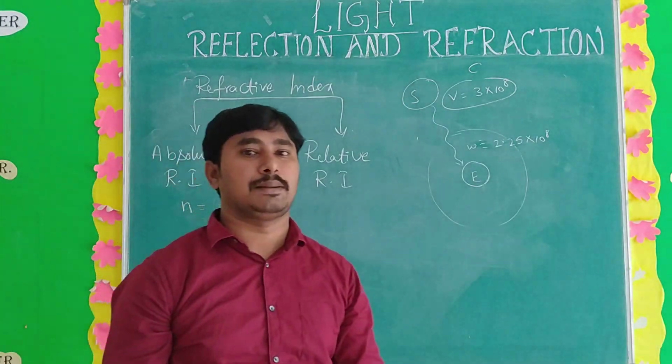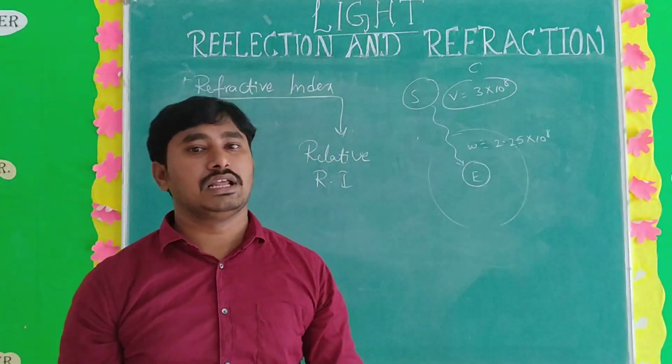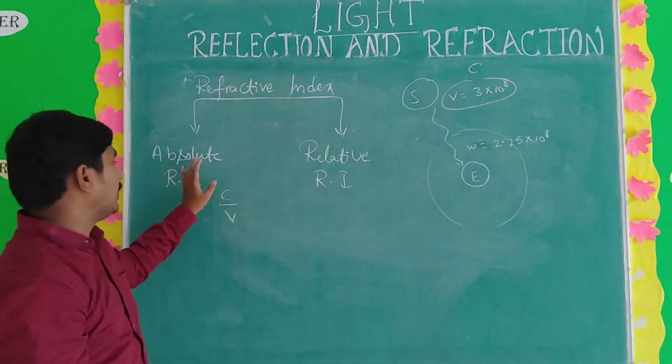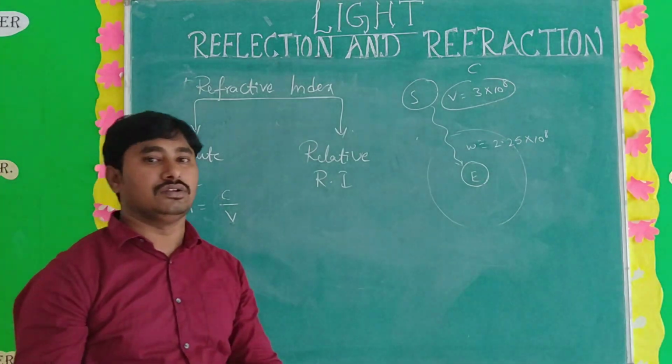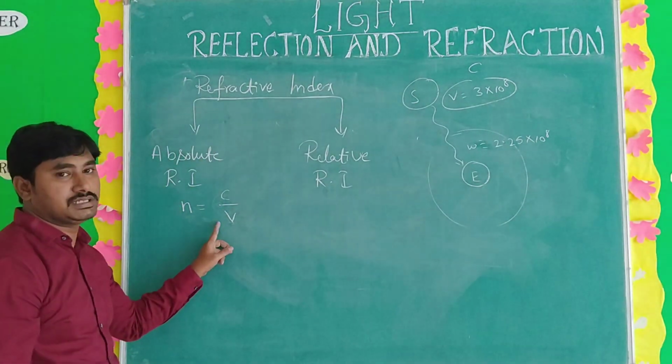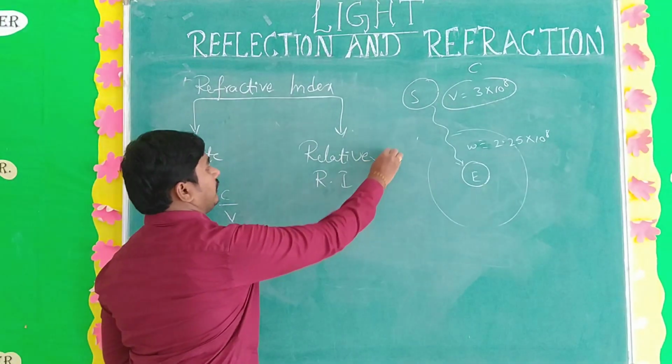Speed of light means meter per second divided by meter per second. That's why there are no units in the absolute refractive index or the relative refractive index. So finally, the refractive index has no units. So understand, students, this is absolute.